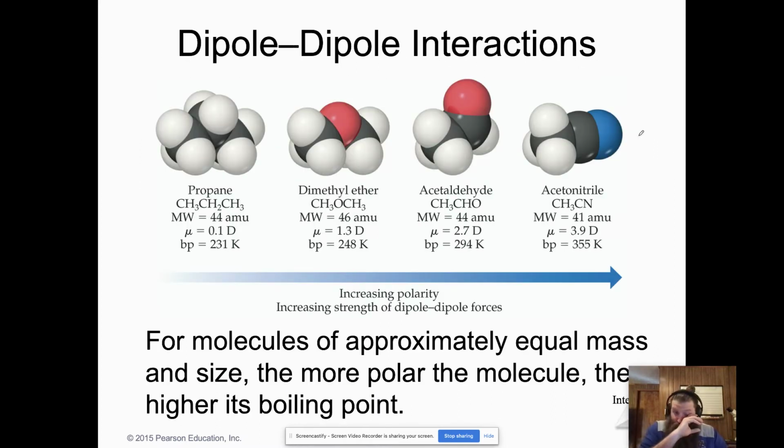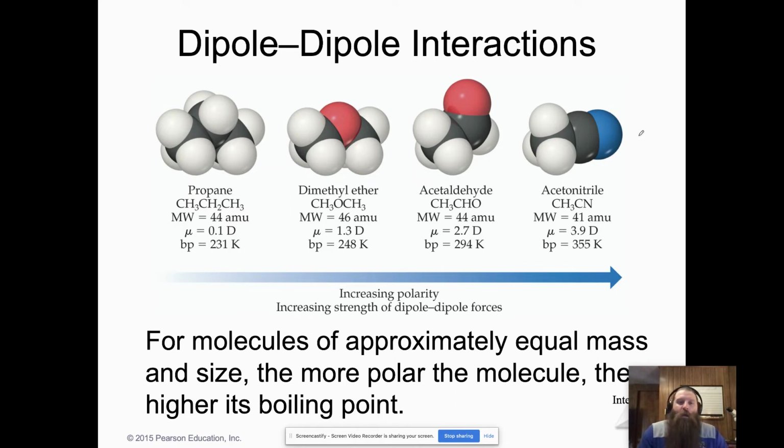All right, well, what can we use that for? Well, let's go back to boiling point. If you have molecules that are roughly the same size, the more polar the molecule, the higher its boiling point. And it's the exact same reason that we talked about with polarizability. The more polar the molecule, the greater the dipole-dipole forces that have to be overcome in order to affect a phase change.